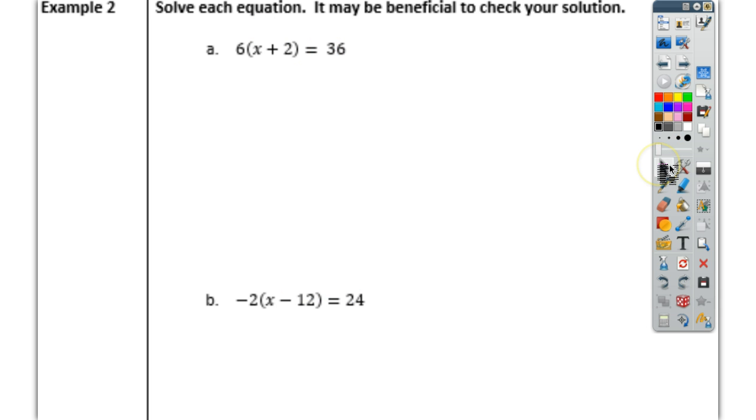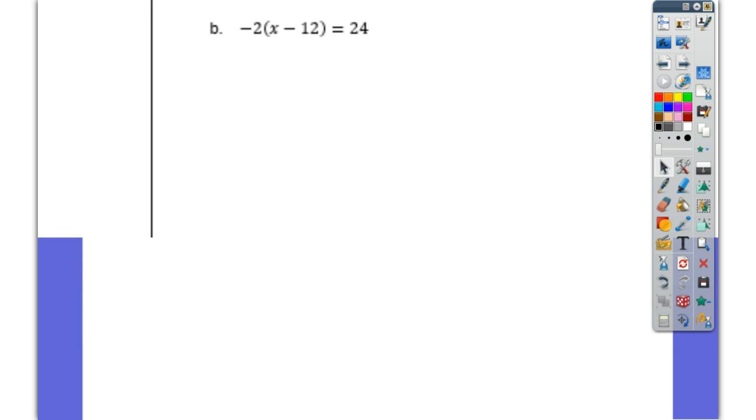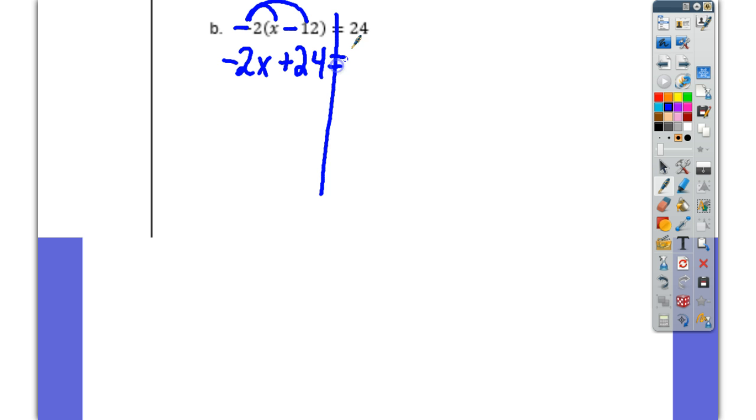Let's do letter B. Draw a line down the equal sign. I see parentheses. So therefore I need to do the distributive property and get rid of my parentheses. A negative 2 times x, or 1x, is a negative 2x. A negative 2 times a negative 12 gives me a positive 24, equals, and then bring the 24 down. No like terms to combine here. I can't combine those because 24 doesn't have an x.